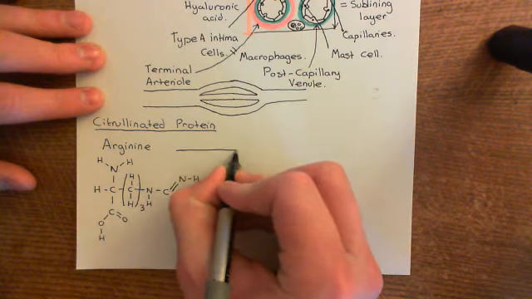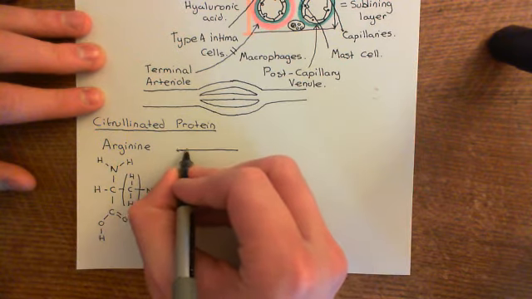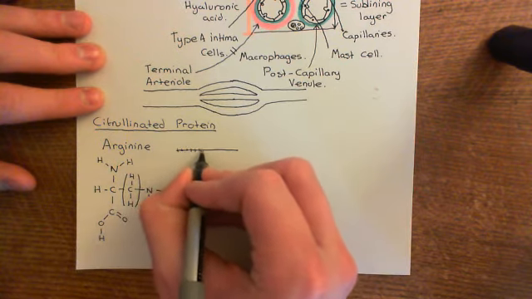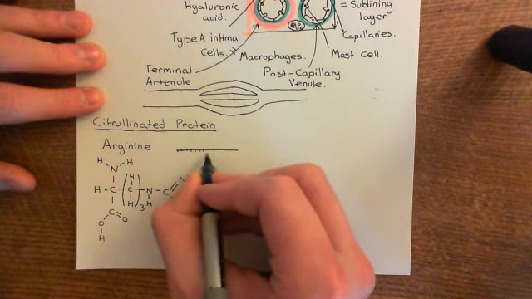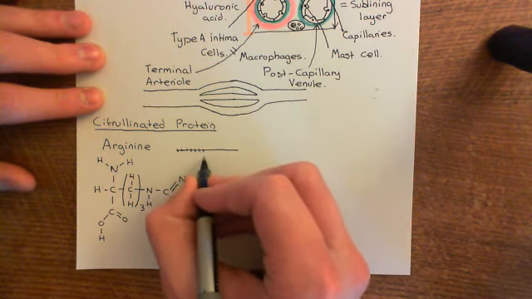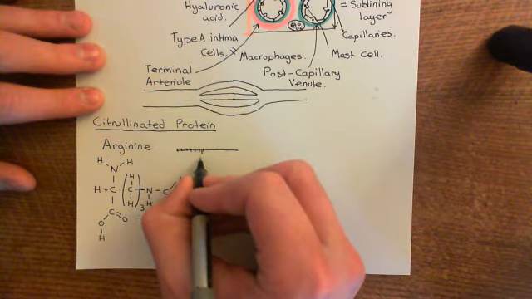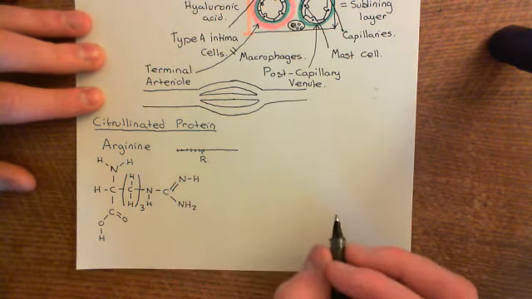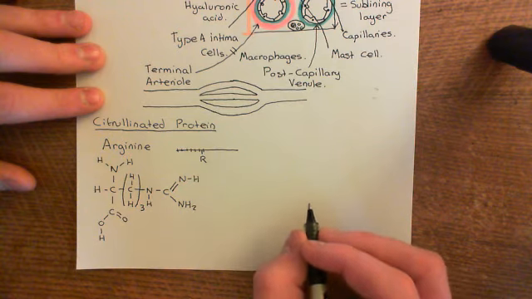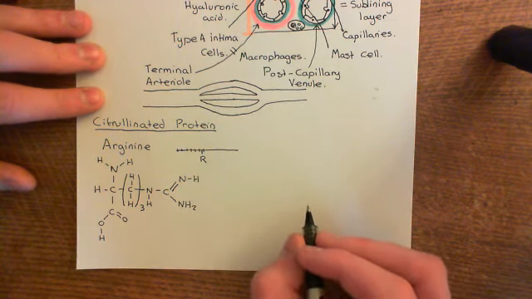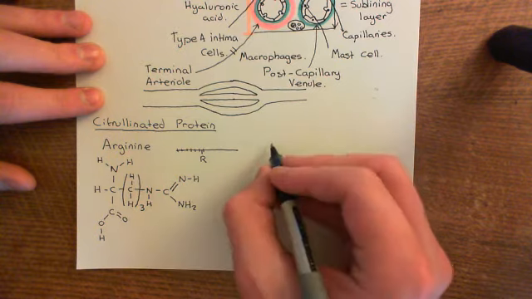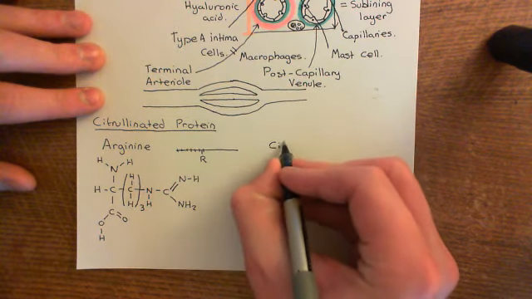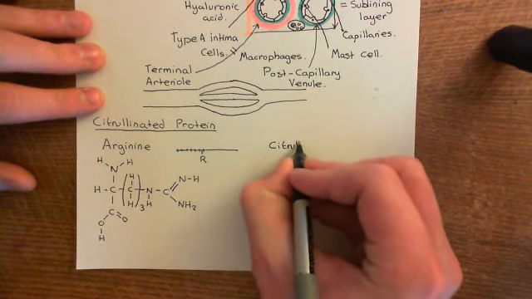So if this is our polypeptide here, you have amino acid after amino acid after amino acid, and some of these can be the amino acid arginine. The single letter amino acid code for arginine is R. Now, there is a very related amino acid that is not proteinogenic. It cannot be incorporated into proteins by ribosomes, which is called citrulline.